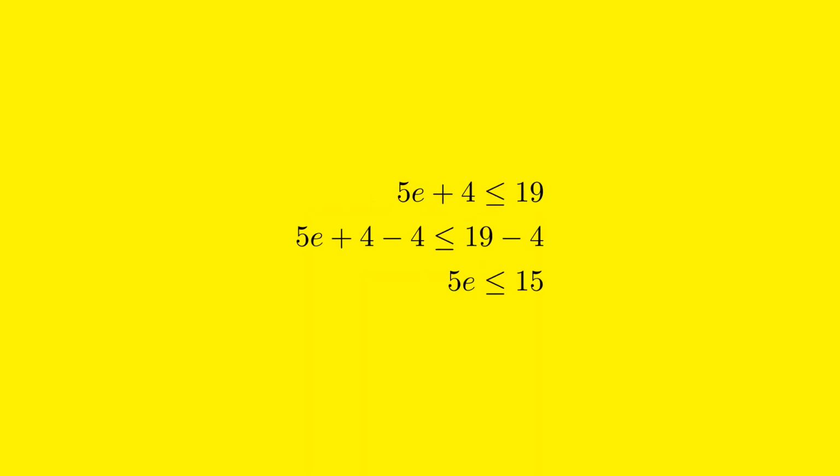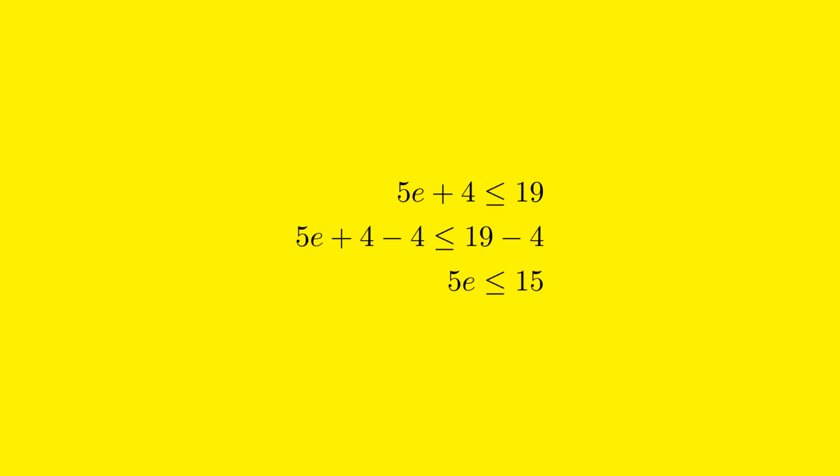We start with the inequality 5e plus 4 is less than or equal to 19. Our goal is to solve for e. The first step is to isolate the term containing the variable. In this case, we need to isolate 5e. To do this, we can subtract 4 from both sides of the inequality. This operation keeps the inequality balanced since we are performing the same action on both sides.